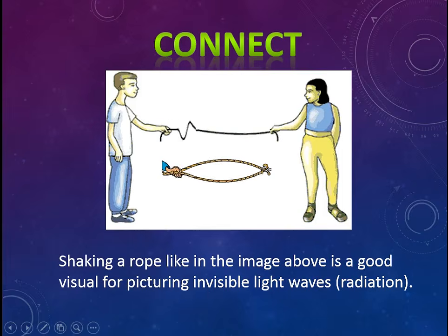So let's connect. Shaking a rope like in the image above is a good visual for picturing invisible light waves or radiation. I think it's helpful because radiation is invisible and we can't quite see it, but this rope actually provides a pretty clear example. They both require energy to make the wave happen, and they both take on the shape of a wave.